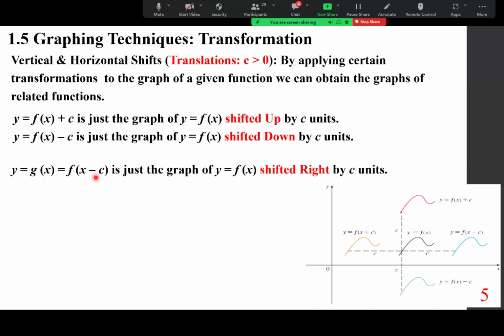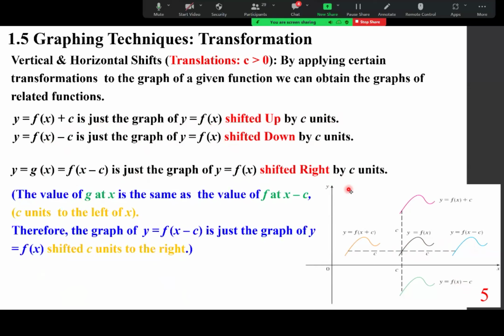y equals g of x equals f of x minus C is just the graph of y equals f of x shifted right by C units. The value of g at x is the same as the value of f at x minus C, so C units to the left of x. Therefore, the graph of y equals f of x minus C is just the graph of y equals f of x shifted C units to the right. So left and right accordingly.